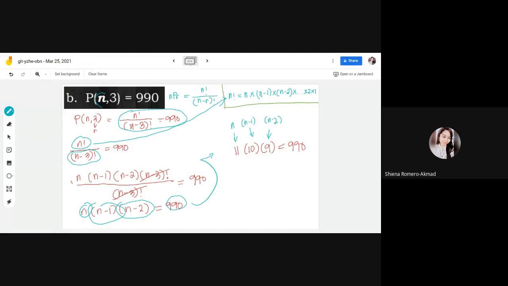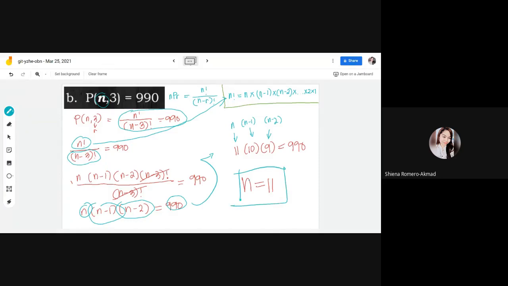So now, what is n here? N is equal to, what is our n? N is equal to 11. Okay. So our n here is 11.